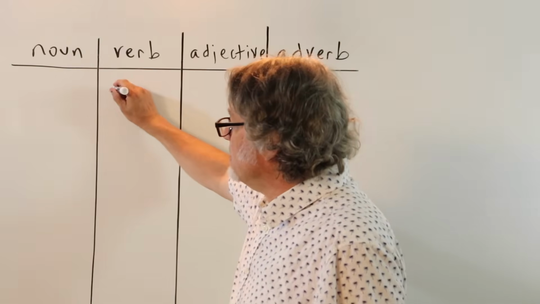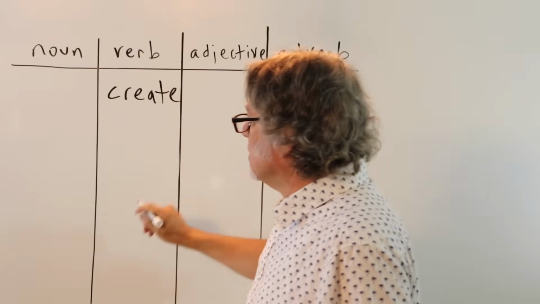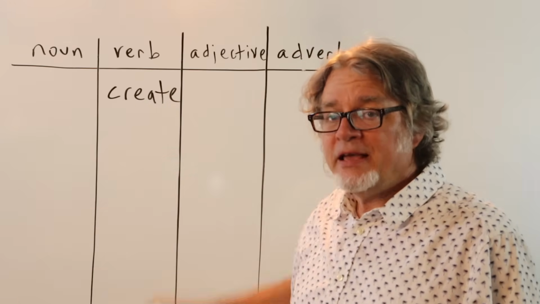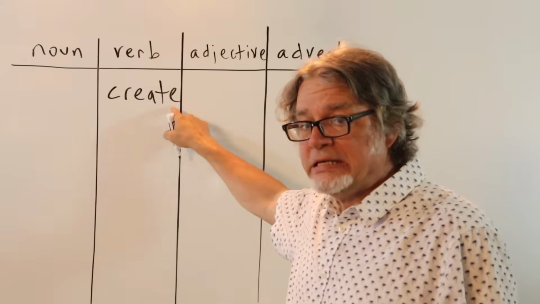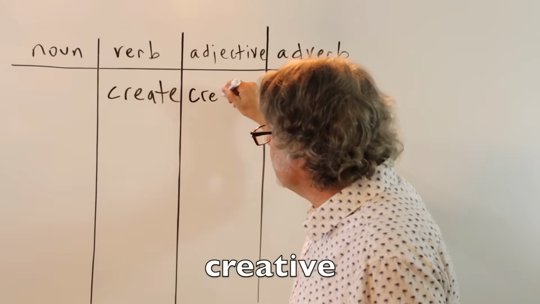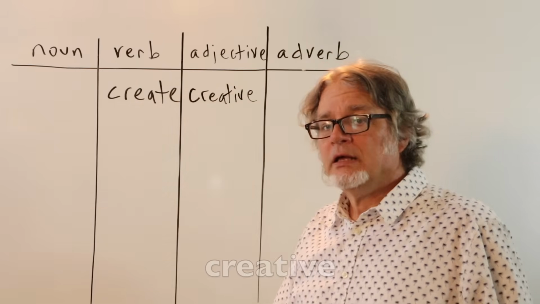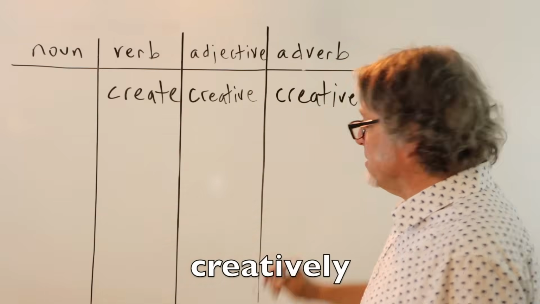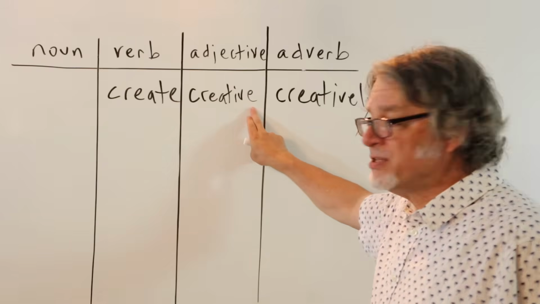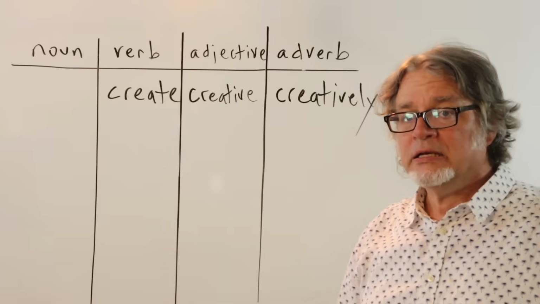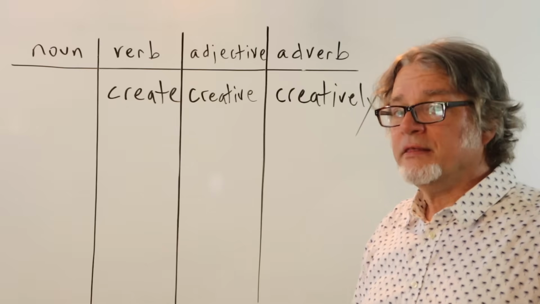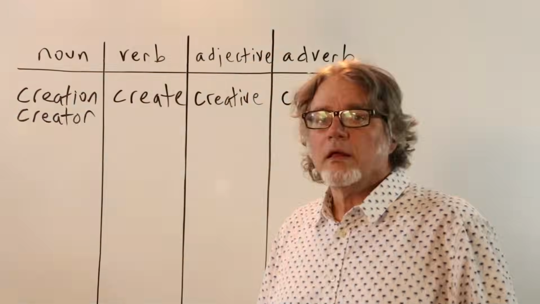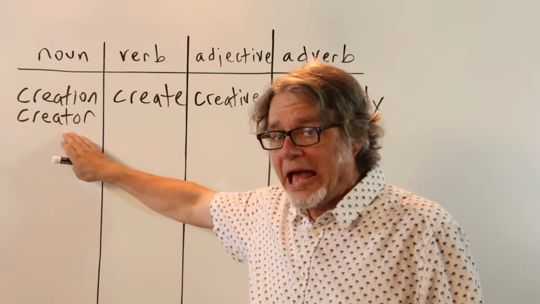Let's take the verb create. You can change create to an adjective by adding an IVE ending. Just drop the E. Create becomes creative. As an adverb, it's creatively. It's fairly common to take an adjective and add an ly ending to create the adverb. The noun form of this word is creation. The word creator is also a noun.